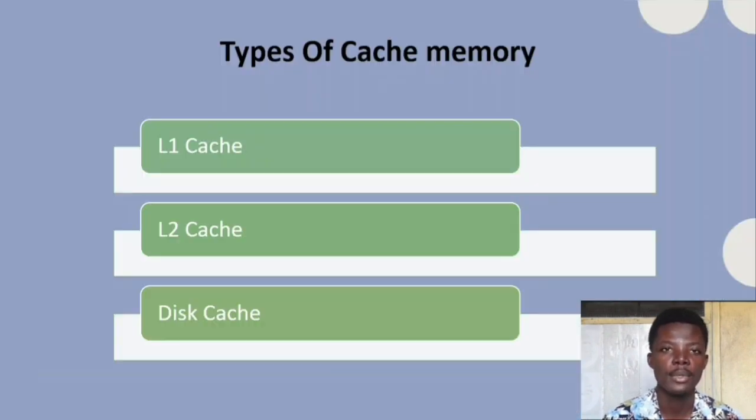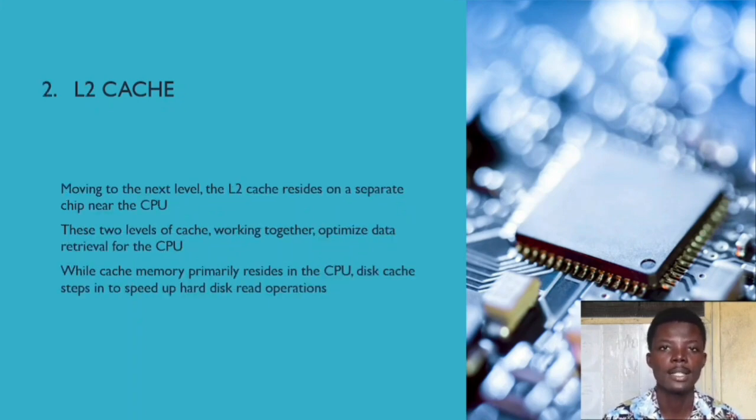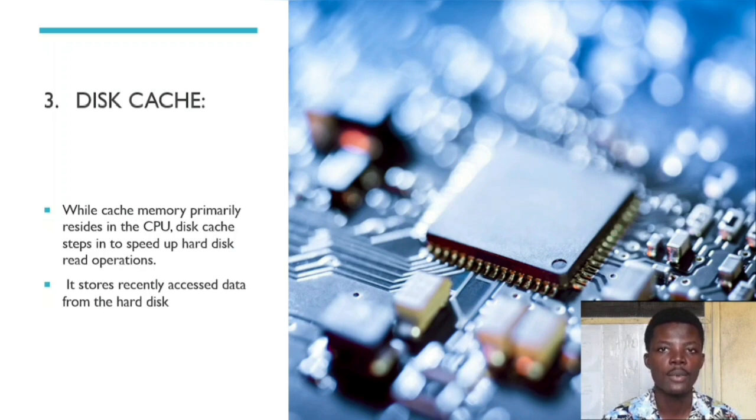Types of cache memory. We have the level 1 cache, the level 2 cache, and the disk cache. The level 1 cache is inside the CPU and it houses recent data for immediate access. The level 2 cache is adjacent to the CPU and it expands storage capacity. The disk cache temporarily stores frequently accessed data from the hard disk.